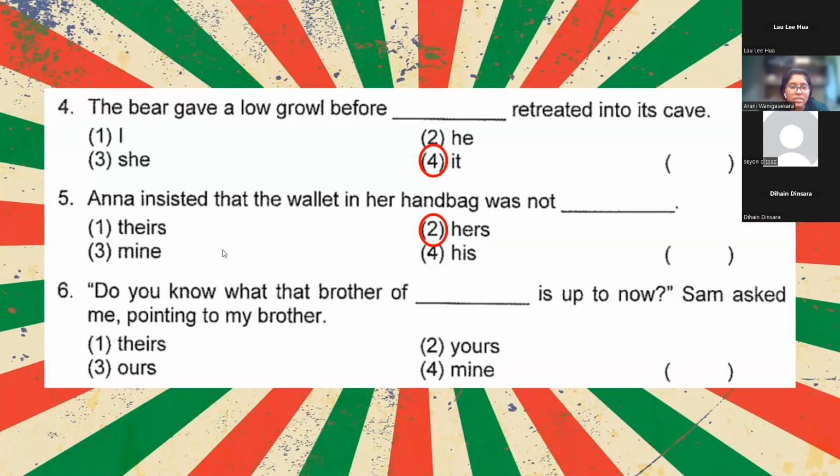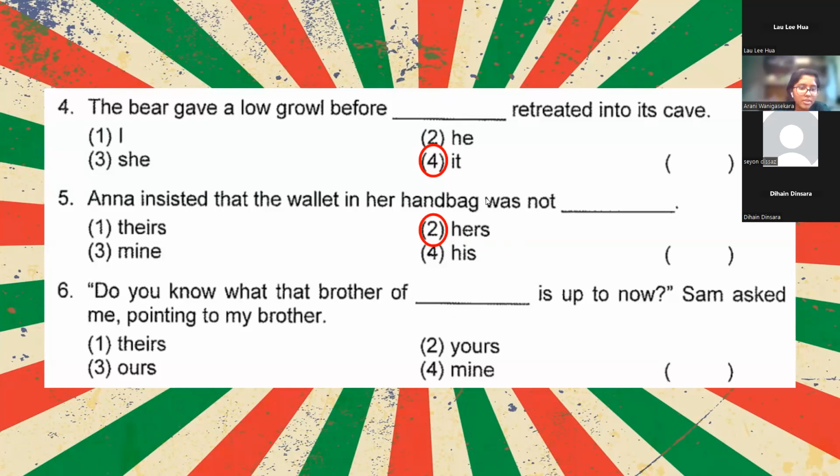And why is it not mine? I am not the Anna. Yes, good. And why is it not his? Because Anna is a female person. Yes, she's a female. So you can't use his.